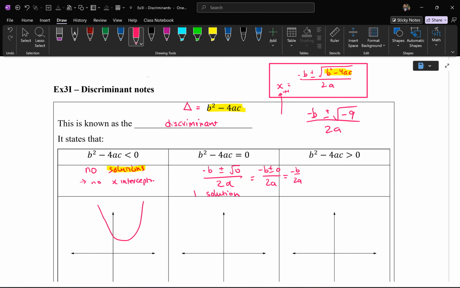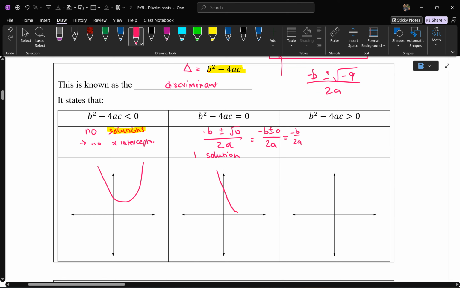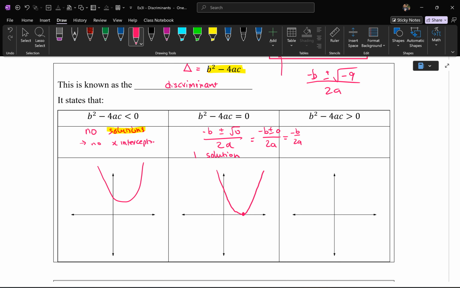But the only way for a quadratic graph to have one x-intercept is when the quadratic has the minimum touching the x-axis, so the very lowest point touches the x-axis, just hits it and goes back up, or you have a maximum turning point where it touches the x-axis at the maximum value and comes back down again. Those are the only two scenarios where you can have one intersection. And that's the only reason why you get one solution.